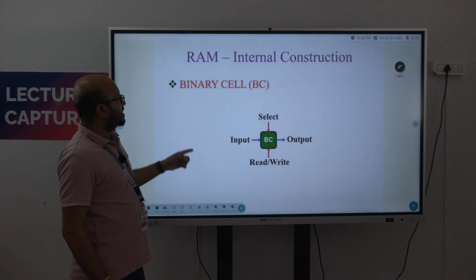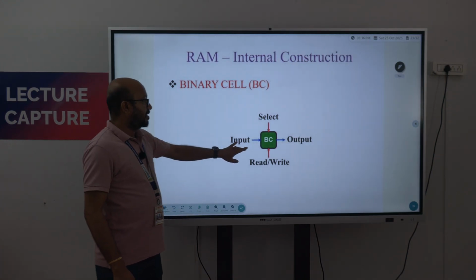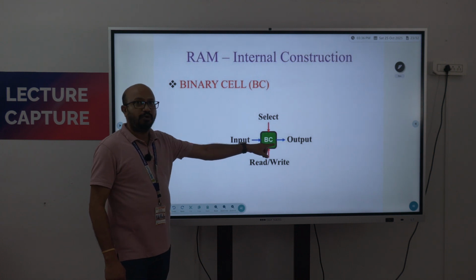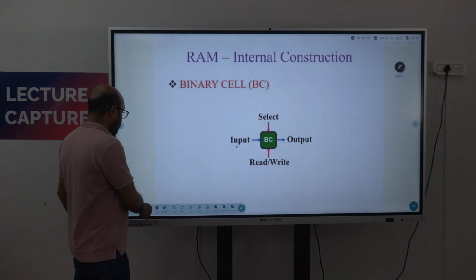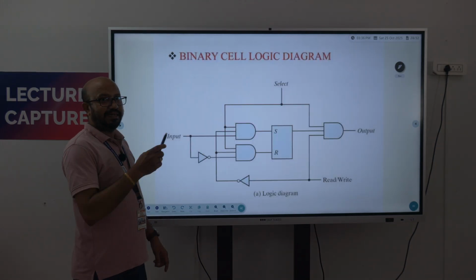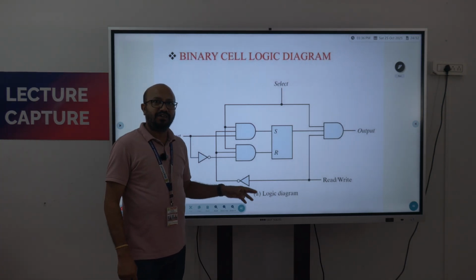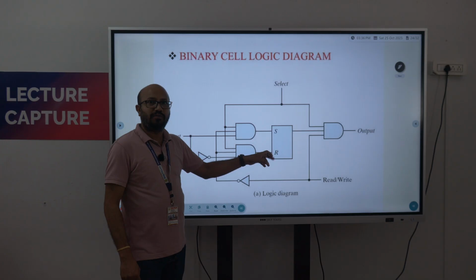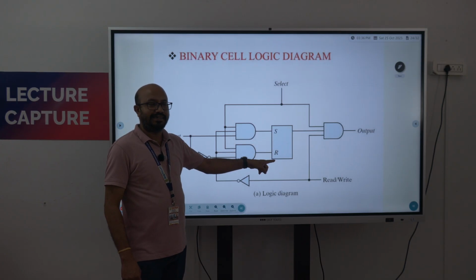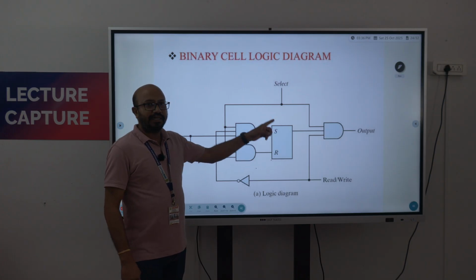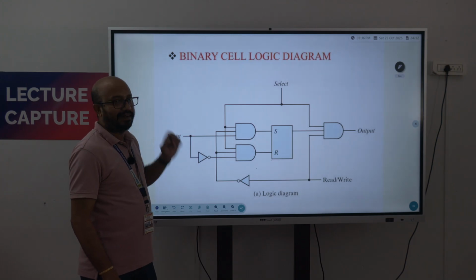Now, the RAM internal construction using a binary cell. The binary cell has input, outputs, as well as a select line, then read and write lines. These are all very important for a binary cell. Inside the diagram of a binary cell, it is a combination of both logic gates as well as a flip flop. What flip flop is it? An SR flip flop. So this will store, set and reset the data. By combining this with different logic gates, we can make it a binary cell.